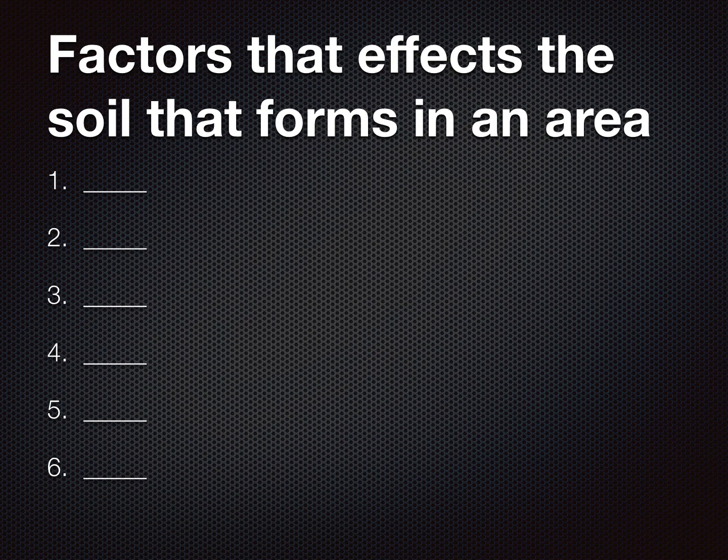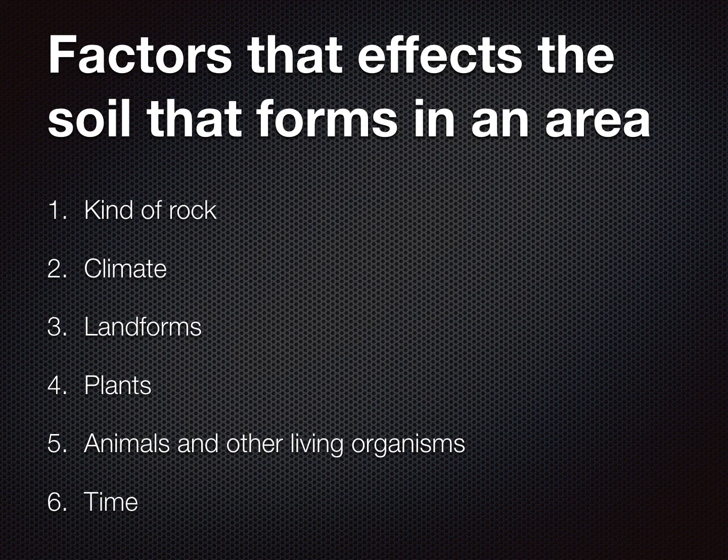There's also factors that affect the soil that forms in an area, meaning the way the soil is composed depends on 6 different things. There's more than 6, but in 6th grade we're going to learn about 6. The first one is kind of rock, which means parent rock material, meaning what kind of rock is already there. Is it metamorphic? Is it sedimentary? Is it igneous? The climate of the region. Remember, climate is different than weather because climate's long-term. Whatever landforms are in the area. How many plants are in the area? If there's a lot or little plants. If there's a lot or little animals and other living organisms. And also the amount of time soil has to turn over. All these things will be discussed, but these are 6 factors that affect soil in an area.